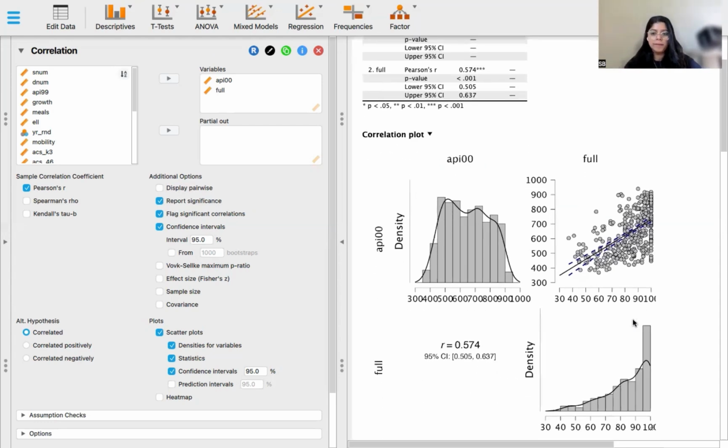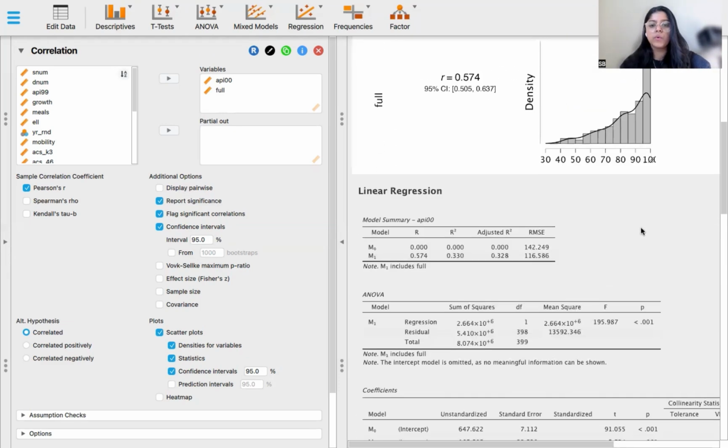In the plots, we can see a similar thing: as there is an increase in the percentage of teachers' credentials, the students' performance also increases. Next, we ran a simple linear regression where API is the dependent variable and full is the predictor. In the model summary, R is 0.574 and R squared is 0.330. We also see that the root mean square error, RMSE, is 116.586. So about 33% of the variation in academic performance is explained by the percentage of fully credentialed teachers.